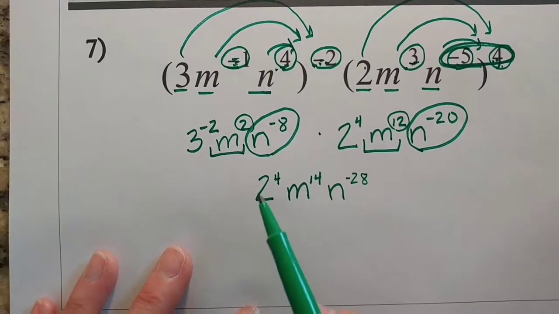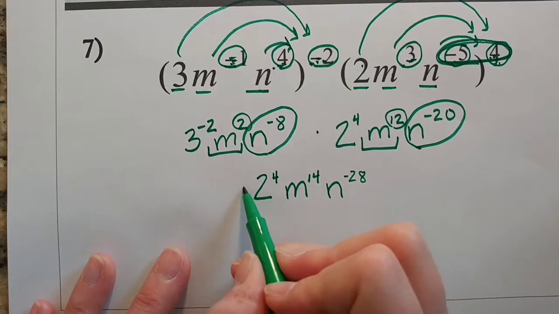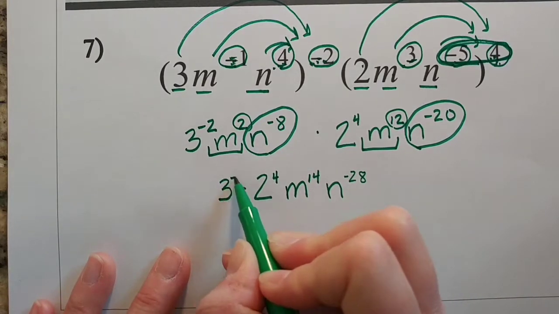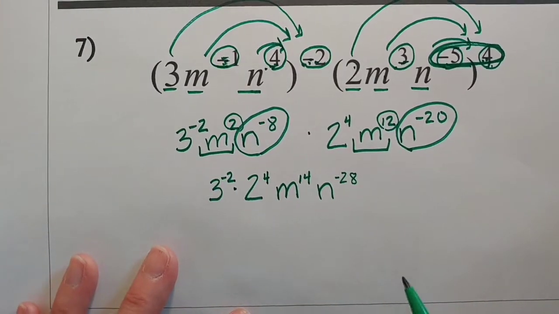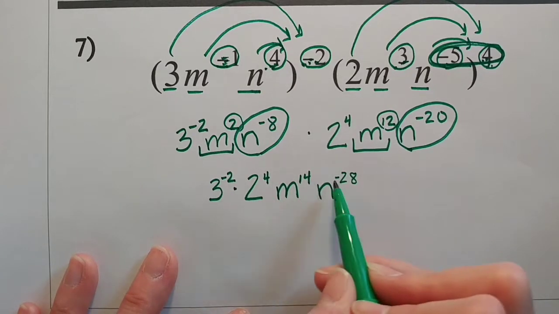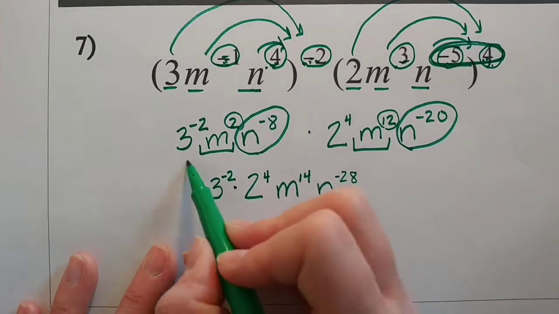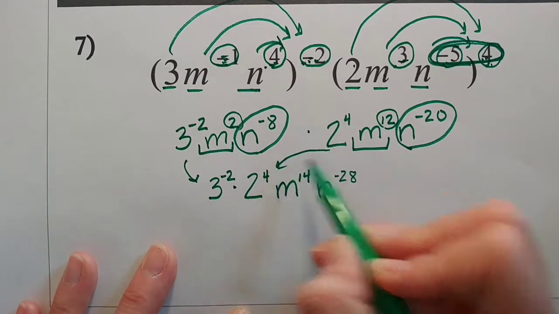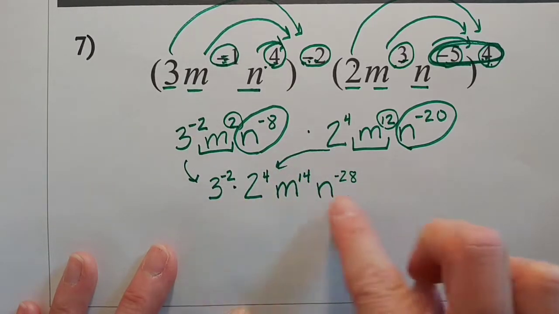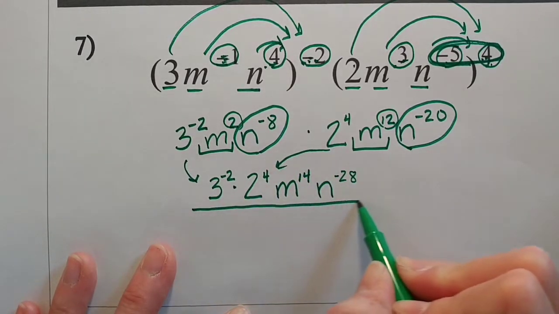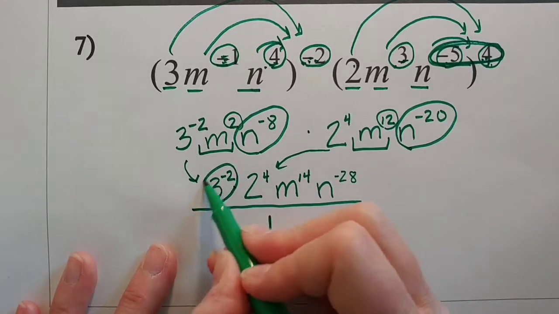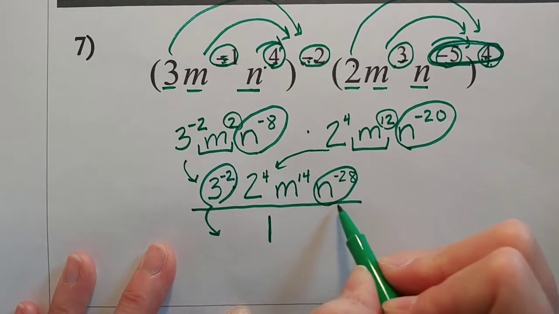And then I have 3 to the -2nd. Okay, I notice I have 2 negative exponents. At this point, I just brought this down and I just brought this down. Now I have 2 negative exponents here and here. I'm going to need to create a fraction because the negative exponents are going to have to come downstairs.